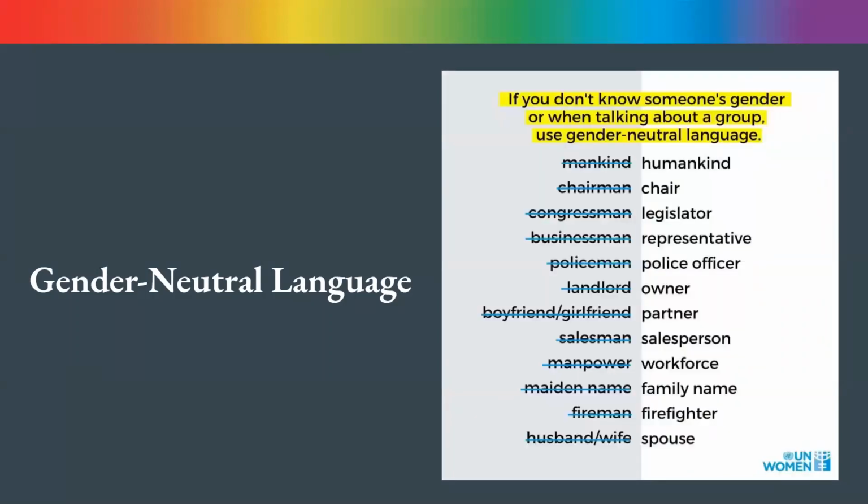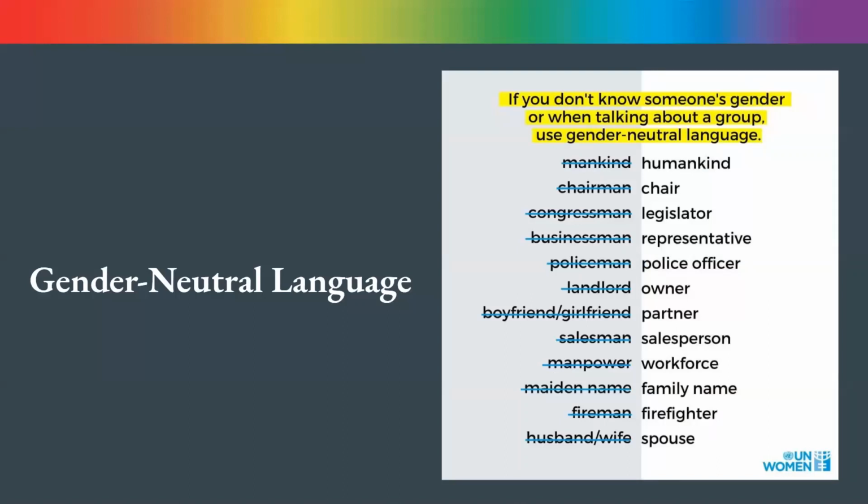In that same thread, there's lots of gendered language. While we aren't a gendered language such as French or Spanish, we do have gendered words. And so instead of saying mankind, you can say humankind. Instead of saying chairman, you can say chair. Instead of saying congressman, say legislator. Instead of saying businessman, you can say representative. Instead of saying policeman, say police officer. Instead of saying landlord, say owner. Instead of saying boyfriend or girlfriend, you say partner.